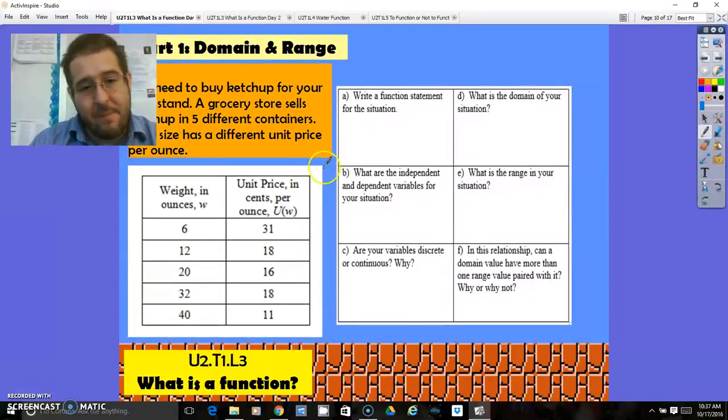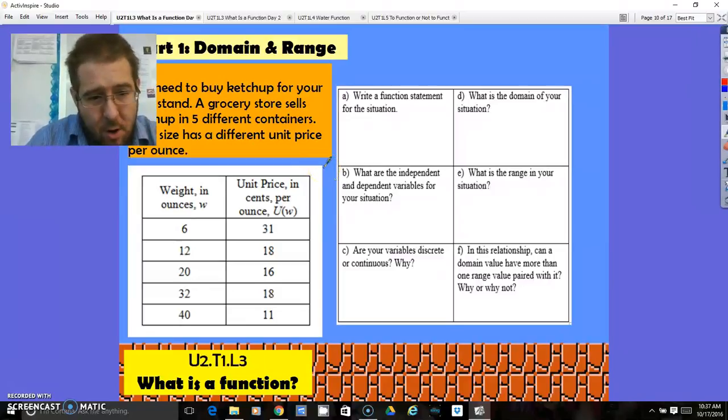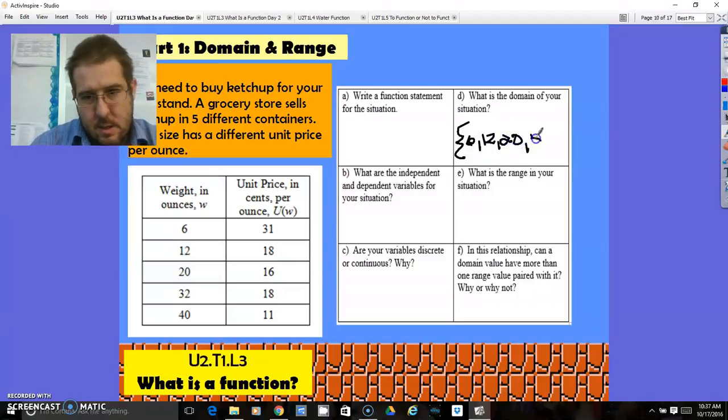Oh, it might not be a graph. Maybe it's going to be a table. Well, the domain in this case is going to be a list of all the possible numbers. Now, I'm using brackets because that's how I like to keep my numbers nice, neat, and organized. 32 and 40. All right, so there's my brackets. What is the range? That would be 31.